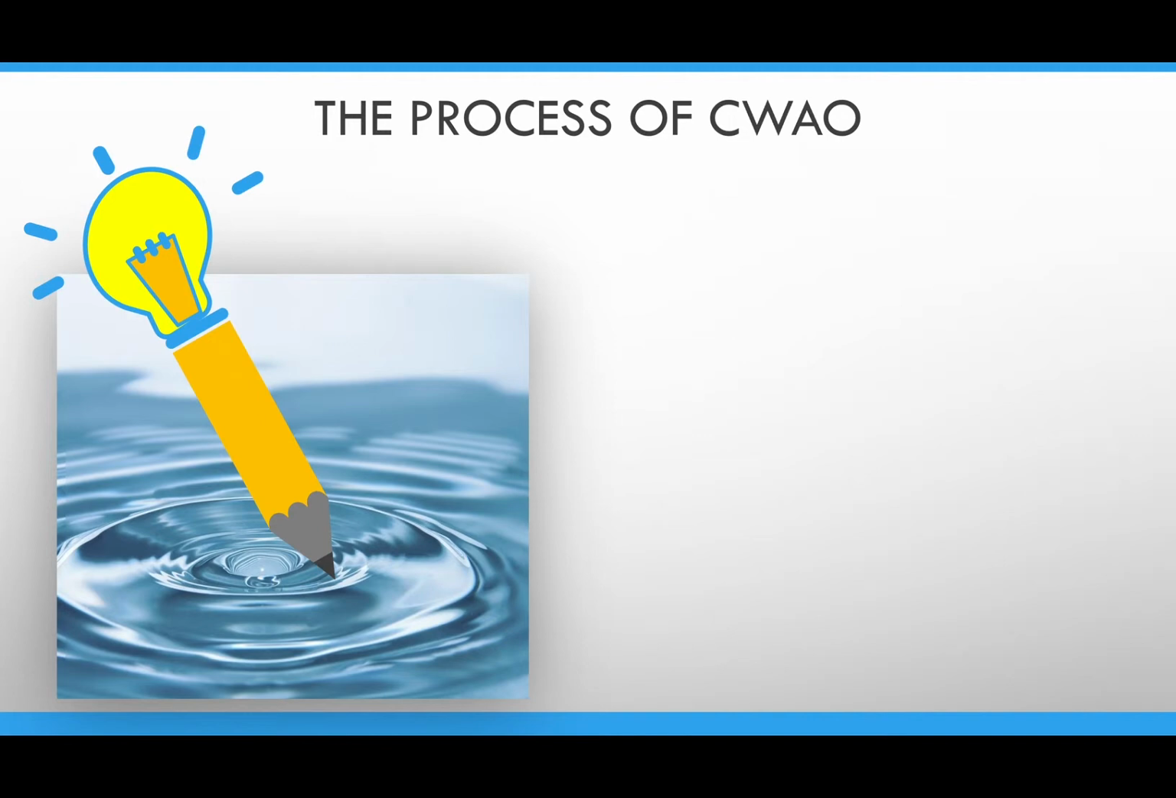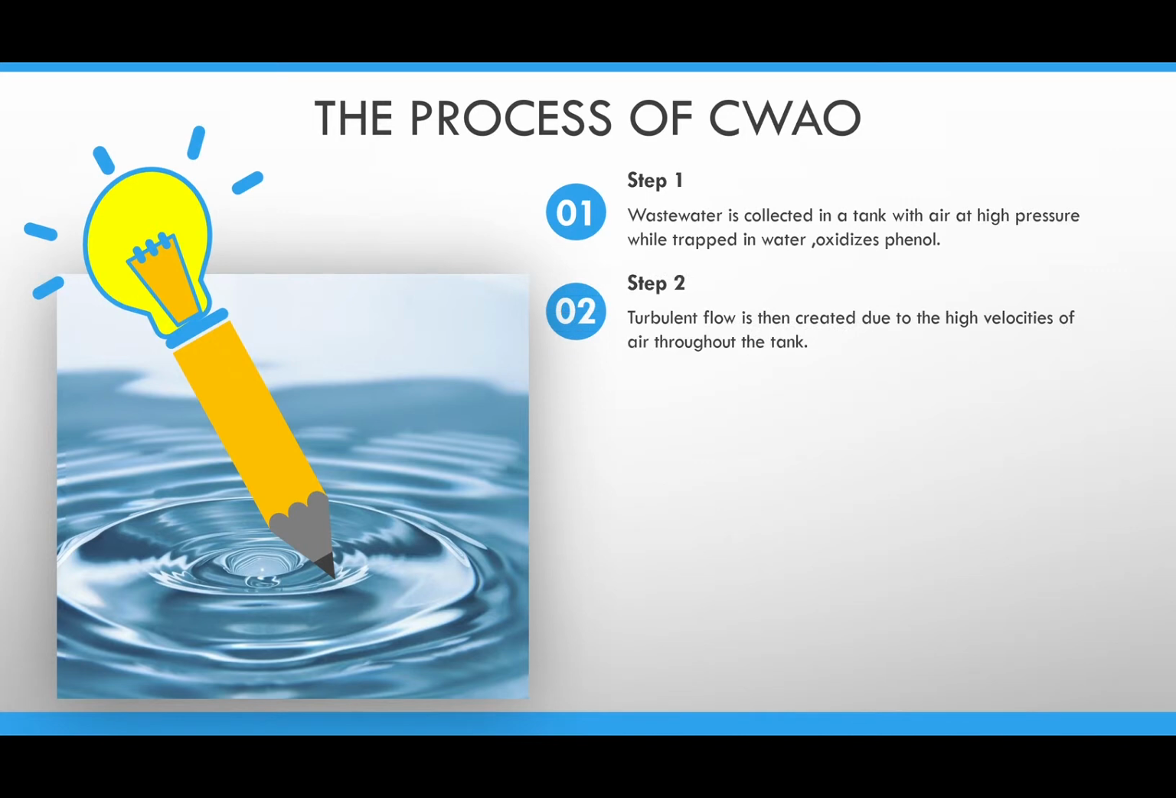Catalytic wet air oxidation involves a process of 5 steps. The first step is that wastewater is collected in a tank with air at high pressure, while trapped in water, which oxidizes phenol. This high pressure creates high velocities for the air, therefore turbulent flow is created. Oxygen in the air is then going to react with the pollutants in the water. In this case, phenol is going to oxidize.